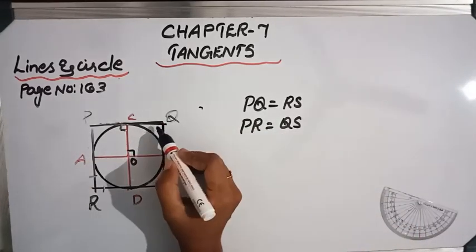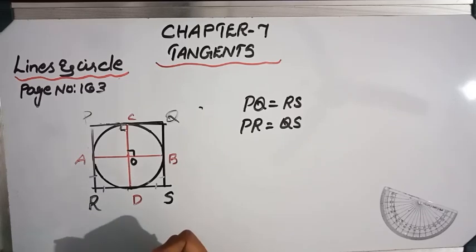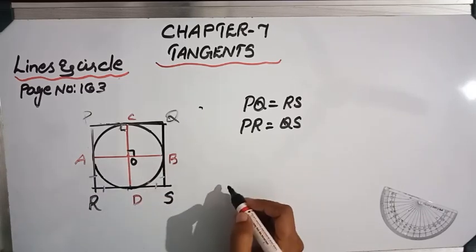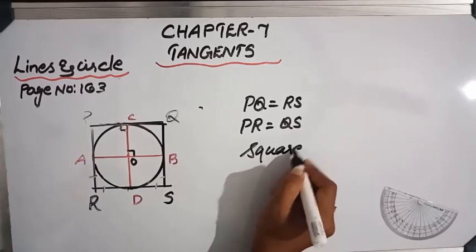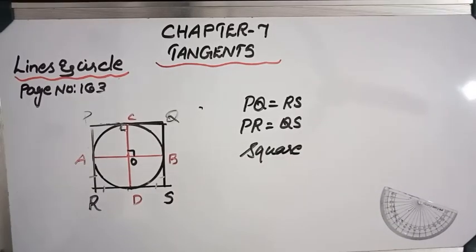That means opposite sides are equal, opposite sides are equal, and all the angles are 90 degree also. Then which type of quadrilateral? It's a square. That means if we draw tangents from the endpoints of mutually perpendicular diameters, we will get a square. This is the answer for the third question. Nothing, simply by drawing the figure you can prove this.